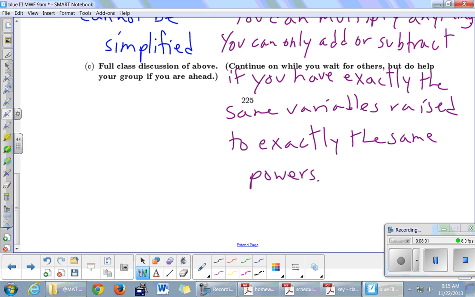So as you work through these simplifying examples today, just kind of keep reminding yourself of that basic difference. Multiplication and division, they work really well. You can do anything you want with them. Addition and subtraction is very restricted. Okay, let's see how far we can get in the classwork.